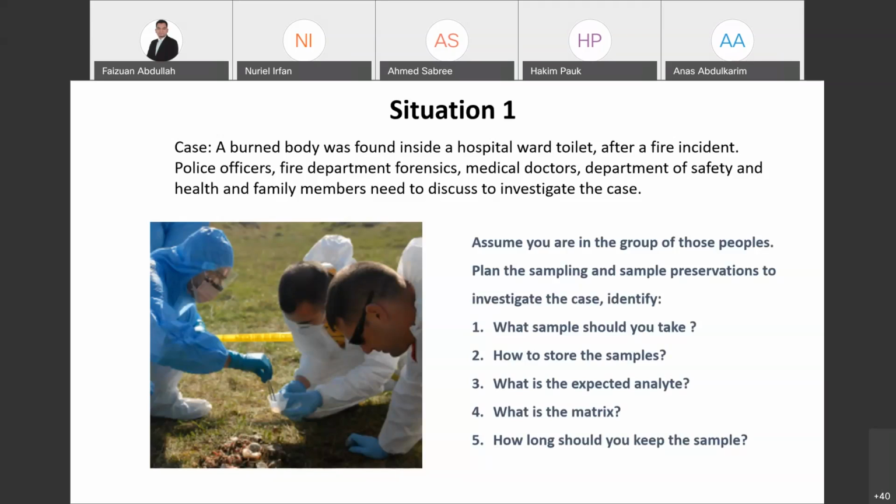Identify the first one: what sample should you take? The second one: how to store the sample. And then the third one is what is the expected analyte. Number 4, what is the matrix? And number 5, how long should you keep the sample?